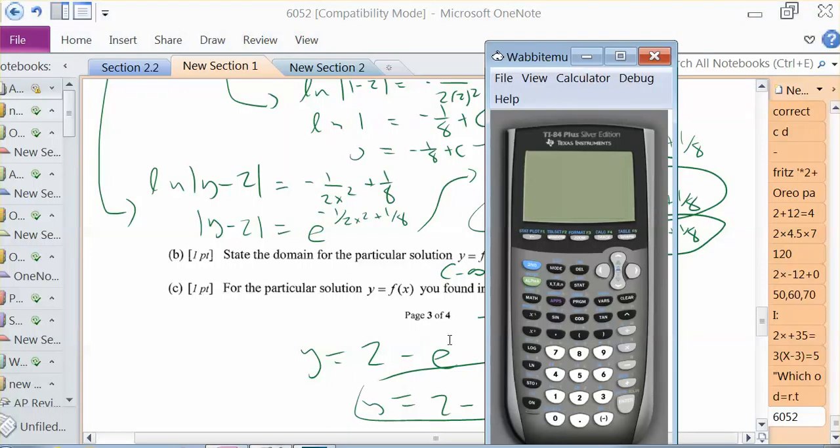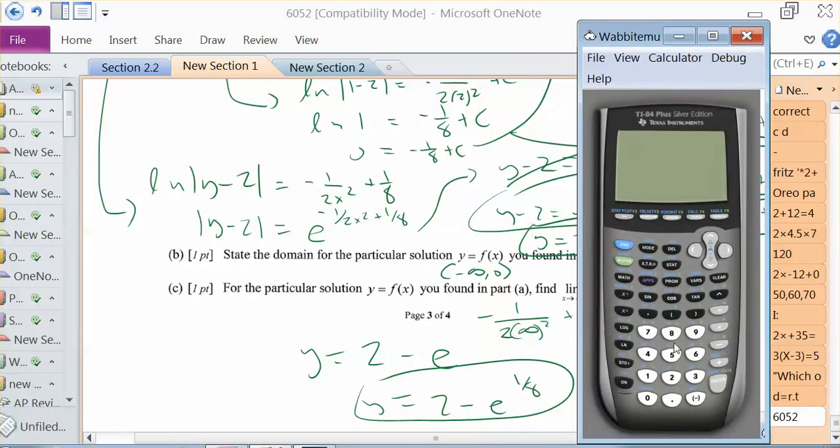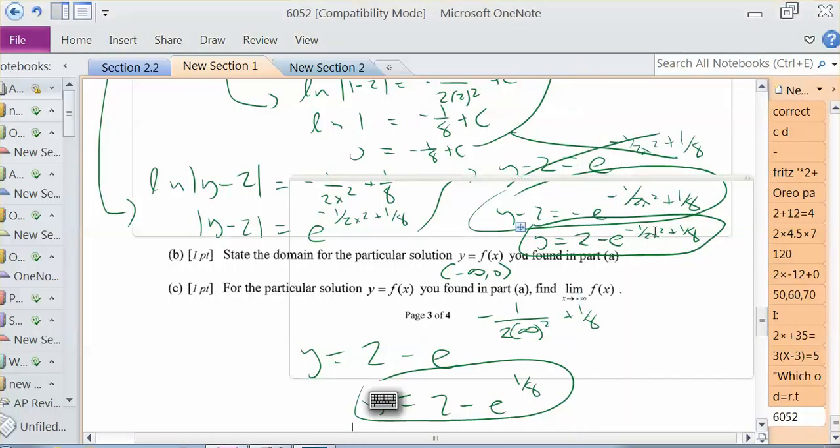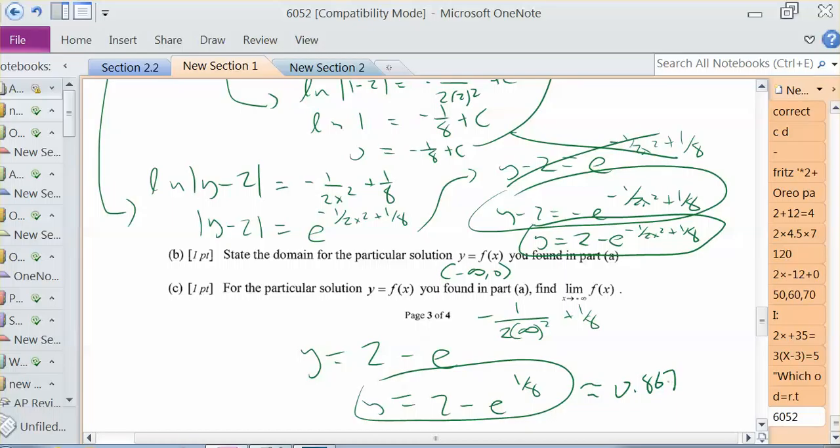If you did calculate it, I believe, and again, those were just 1 point, so they're not really a big deal. 2 minus e to the 1/8. Yeah, 0.867. Now, if you're able to find that limit correctly but have the wrong answer in part A, I still give you full credit for part C because I don't want to double penalize you, just so you know.